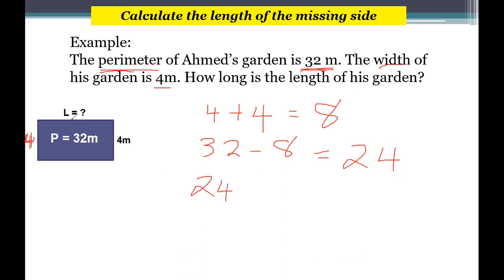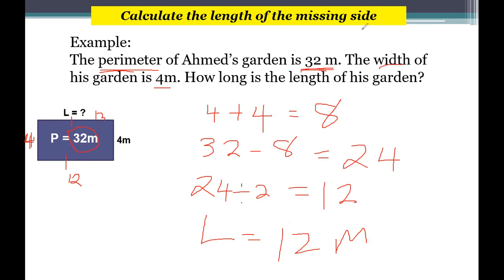How many lengths does a rectangle have? We have 2. So I will divide by 2. Therefore, 24 divided by 2 is 12. So the length of the garden is 12 meters. So this will be 12. Also, this is also 12. So if you will add 12 plus 12 is 24, plus 4 is 28, plus 4 is 32, and we got our perimeter. Okay? Is that easy?